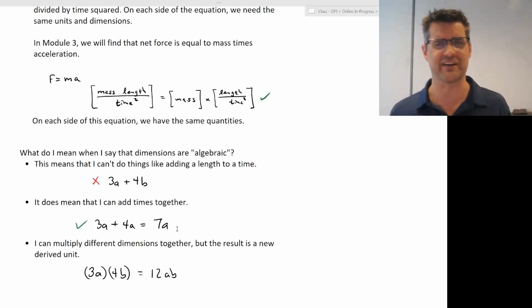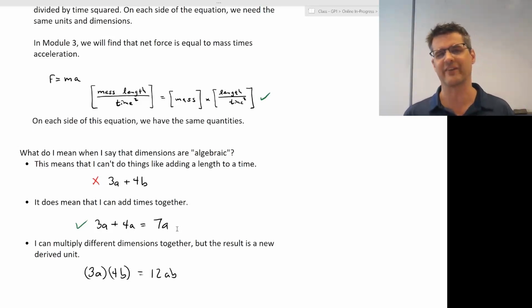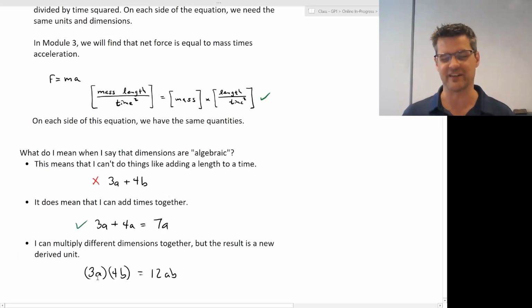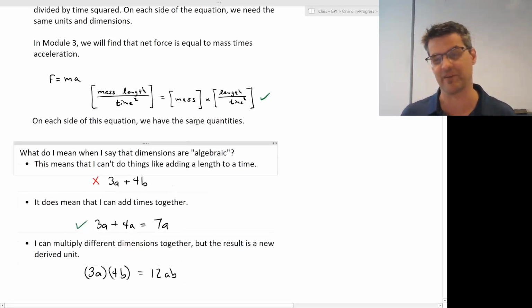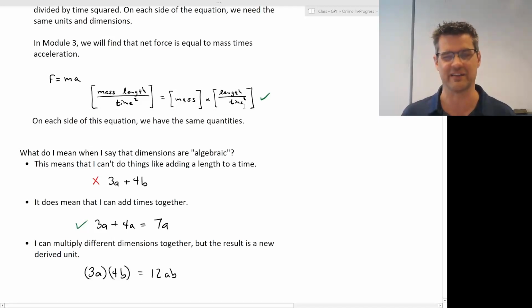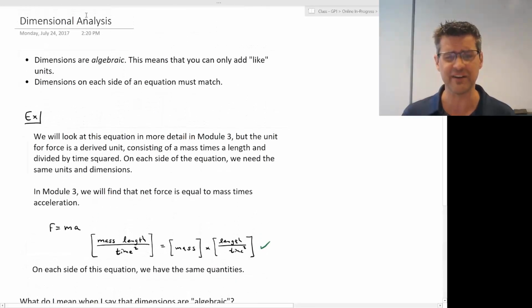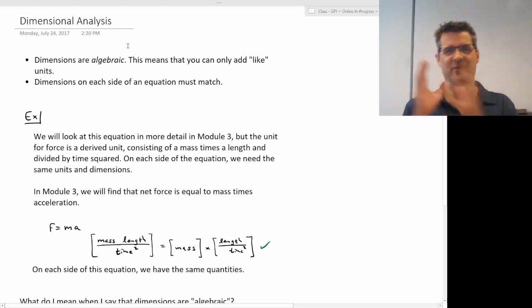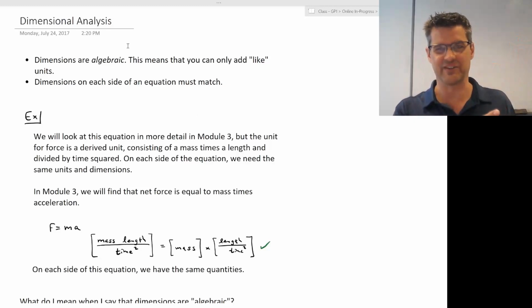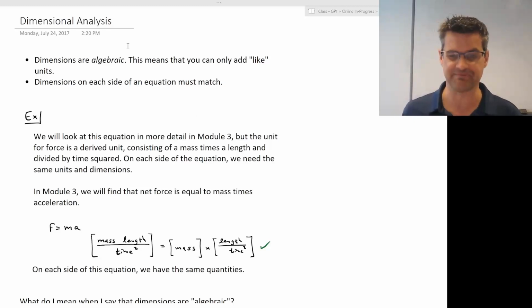Now, we don't have to be so specialized when we have multiplication. Just like above, I could take an acceleration times a mass and get a force. That's totally fine. I didn't have to do a whole lot of conversion for that. So doing things like 3a times 4b means that we're creating a new unit, an a times b unit. And up here, that would have been a mass times a length divided by a time squared, or kilogram meter per second squared in SI units. But dimensions tell us about these algebraic quantities. If you have different units on one side of your equation than the other side, then you have done something wrong and you need to fix it. Okay.